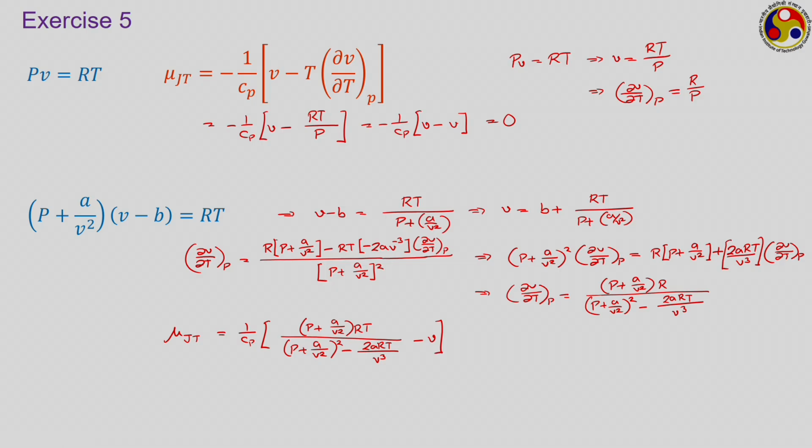Now, you can simplify this in whatever way you want, and once we have the given information available, that is, we are talking about a particular state point, you know the expressions for the pressure, temperature, etc. Putting this, you can calculate the value of the Joule-Thomson coefficient. So, that is the concept of the Joule-Thomson coefficient.